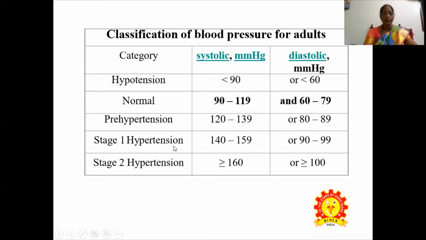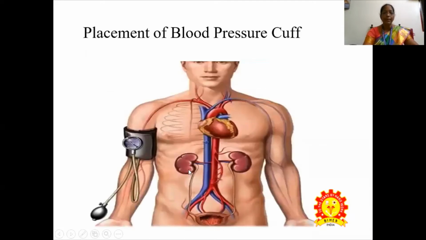Stage 1 hypertension is 140 to 159 systolic, and 90 to 99 mmHg for diastolic. Stage 2 hypertension will be greater than 160 mmHg, and for diastolic it is greater than 100. The placement of the blood pressure cuff is shown in the schematic diagram, where it is placed level with the heart in the arm vertical position.